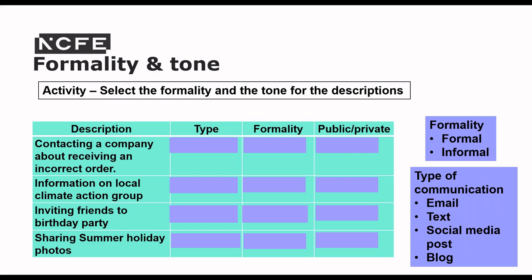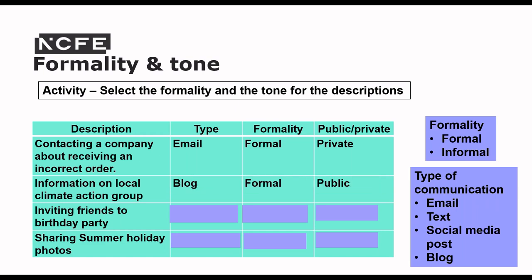So the activity is to select the formality for the descriptions. So you've got contacting a company about receiving an incorrect order. So you would have the type is email, the formality is formal, and it would be private. Next, you've got information on a local climate action group. So the type would be a blog, the formality formal, and the public and private, this would be public.